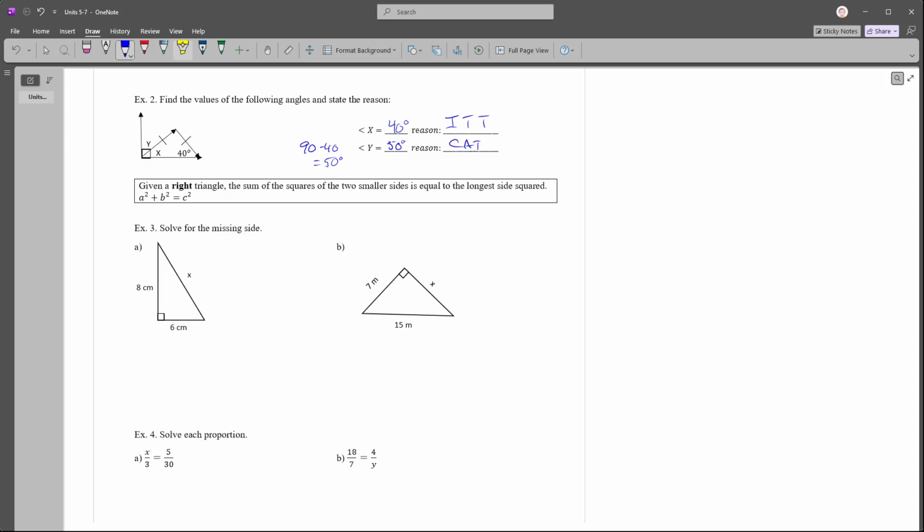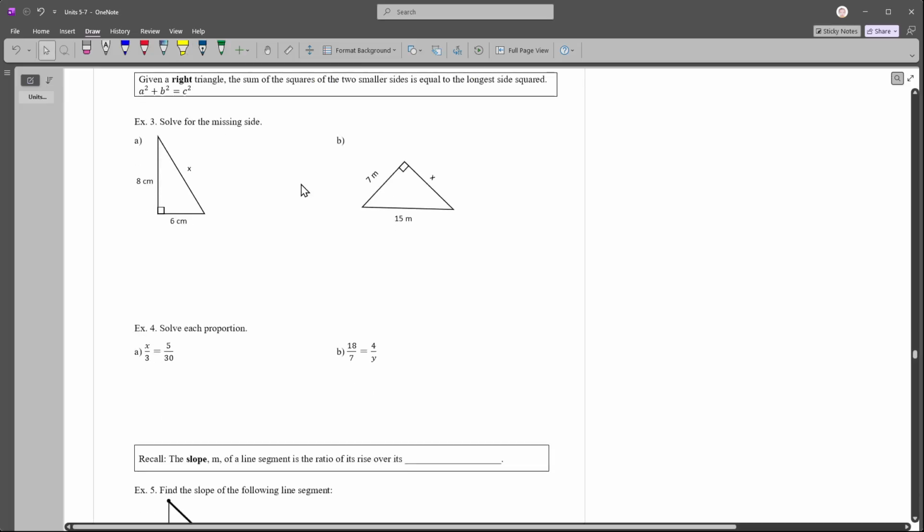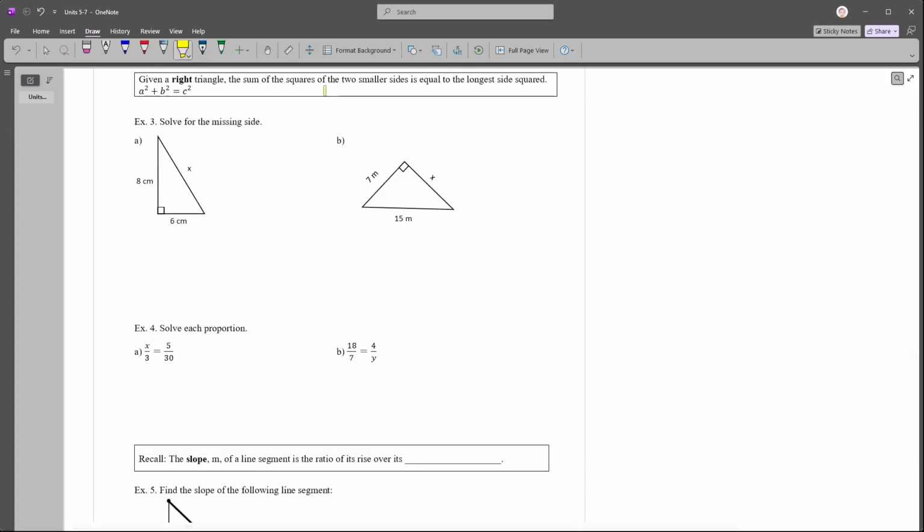Okay, so now let's take another step forward to more knowledge that we learned ages ago. The Pythagorean theorem. We all remember the Pythagorean theorem. Given a right triangle, the sum of the squares of the two smaller sides is equal to the longest side squared. Well, we know this written as this, a squared plus b squared equals c squared. And this has a name, which is the Pythagorean theorem.